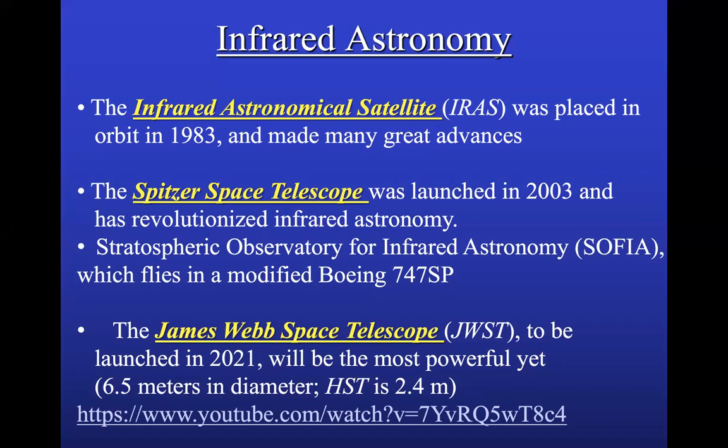And then we have the Stratospheric Observatory for Infrared Astronomy, or SOFIA telescope. This is a very unique telescope that is actually built inside a Boeing 747 airplane. The airplane flies all over the world with this telescope, which means it's kind of a free telescope that you can take data from anywhere.